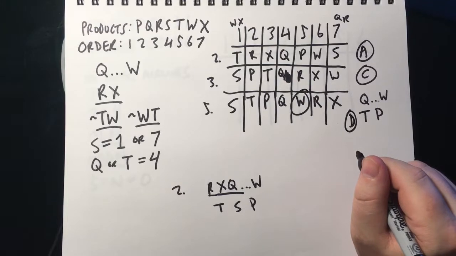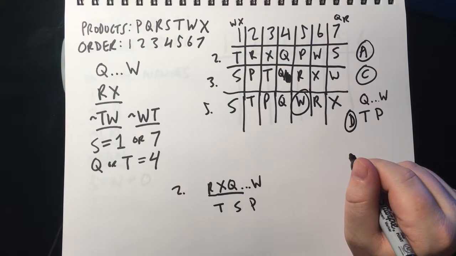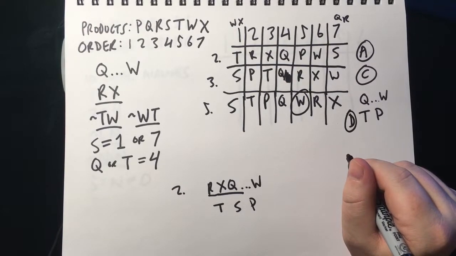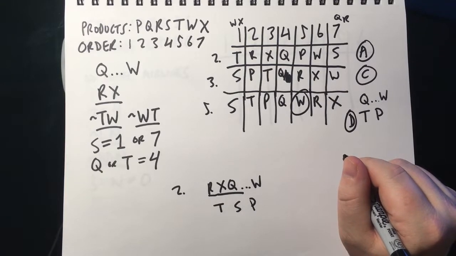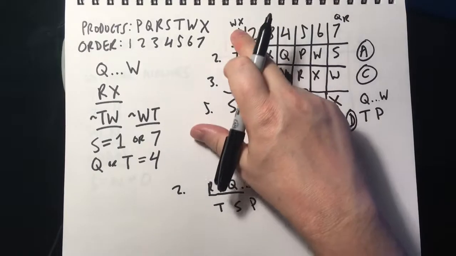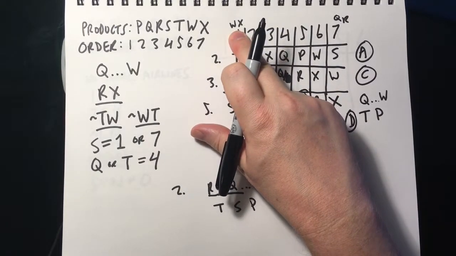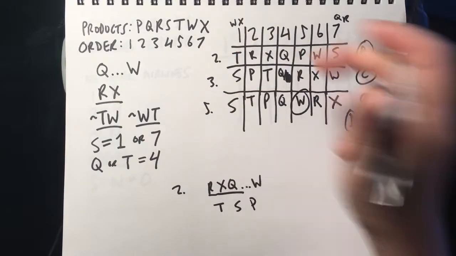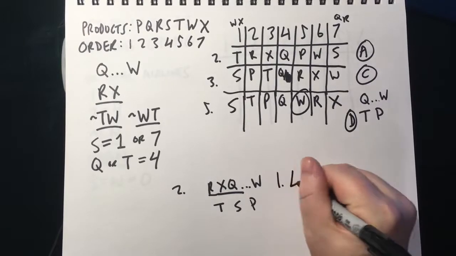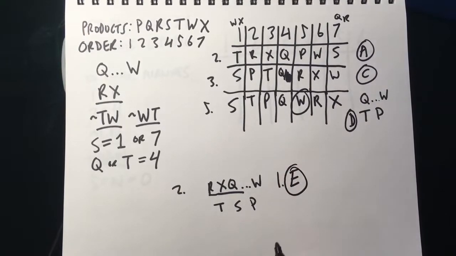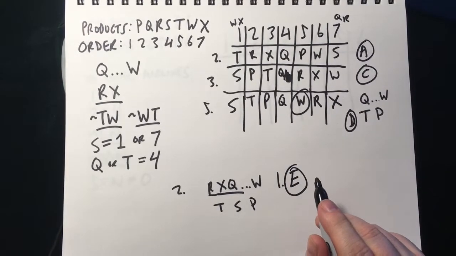Now we go on to the 2 questions we skipped. So question number 1 says, which of the following cannot be the product displayed first? Well, we actually have some deductions about that. W and X we know can't go first, and answer choice E actually already says X. Turns out that one was fairly easy.